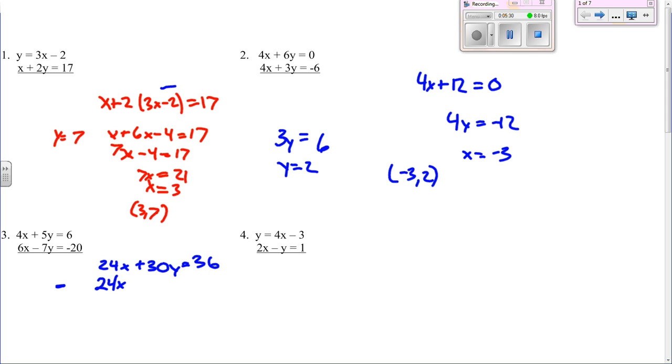So it gives me minus 24x plus 7 times 4 is 28y.